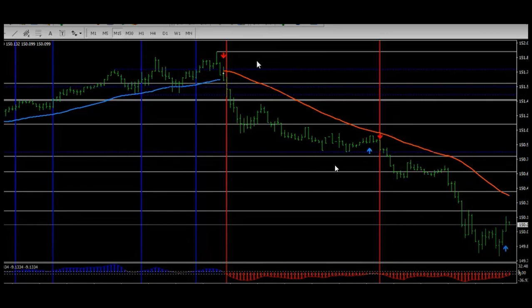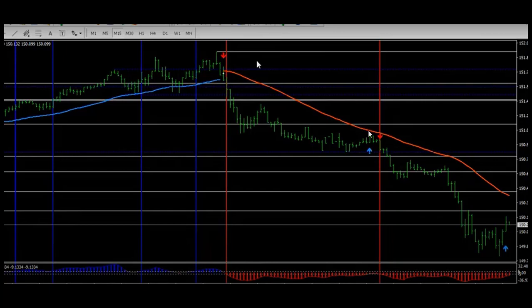The arrow indicator does not repeat, so I combine it with this vertical line. Once it gives blue, it's for buy, and red is sell. Then I combine the two together. Only trade in the direction of the major trend. This line, I use it for the major trend.